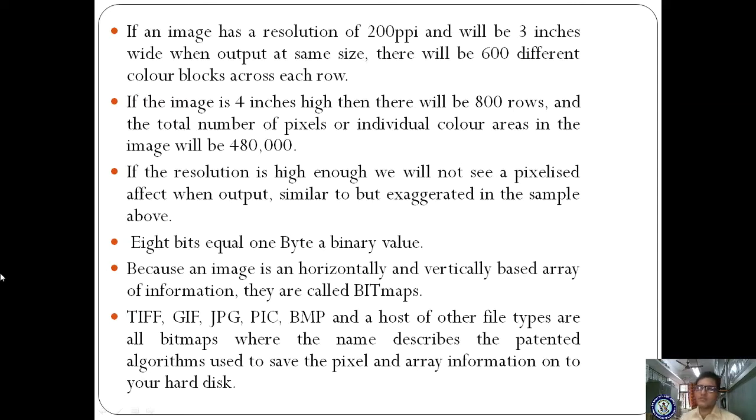They represent horizontally and vertically based arrays of information, and they are all formations of bitmaps. Why are these images given extensions like TIFF, GIF, JPG, PIC? Because of patented algorithms. Each consists of its own algorithms. Patented algorithms means copyrights. They have registered algorithms used for the pixel and array information on your hard disks.